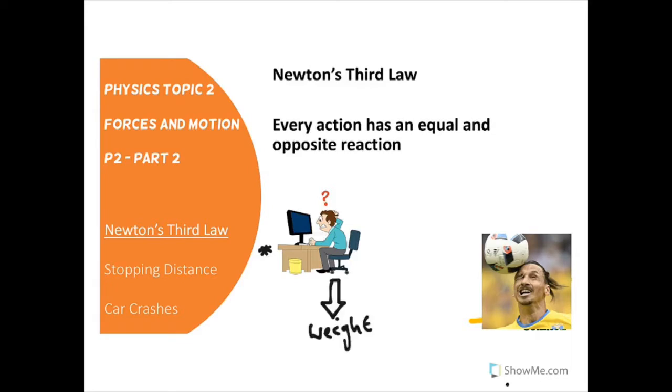So your weight is pushing down on the chair. Remember, what is that force called that is pushing upwards on you? It's called the normal contact force. And which force is bigger? Well, they must be the same size, because if your weight was bigger, you would accelerate downwards towards the ground. And if the normal contact force was bigger, you'd be flying up in the air. But that's not happening. So every action has an equal and opposite reaction.